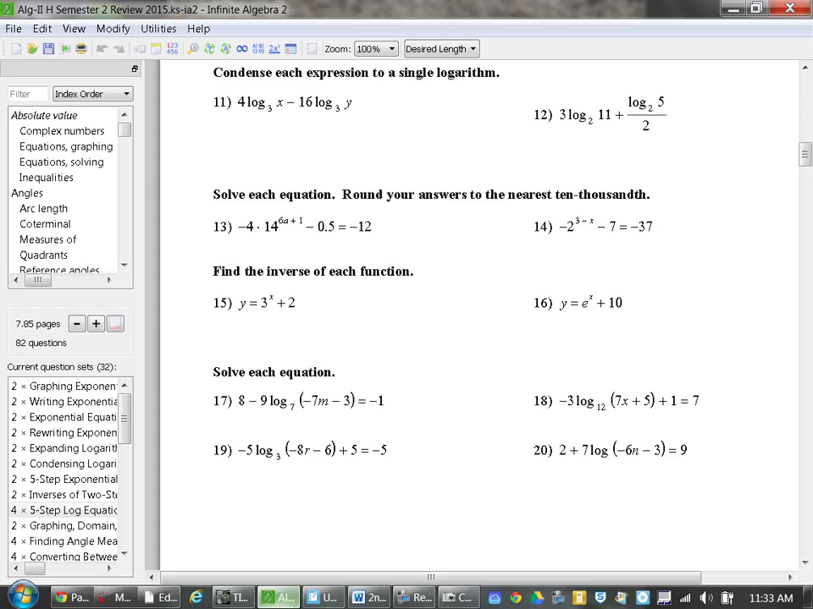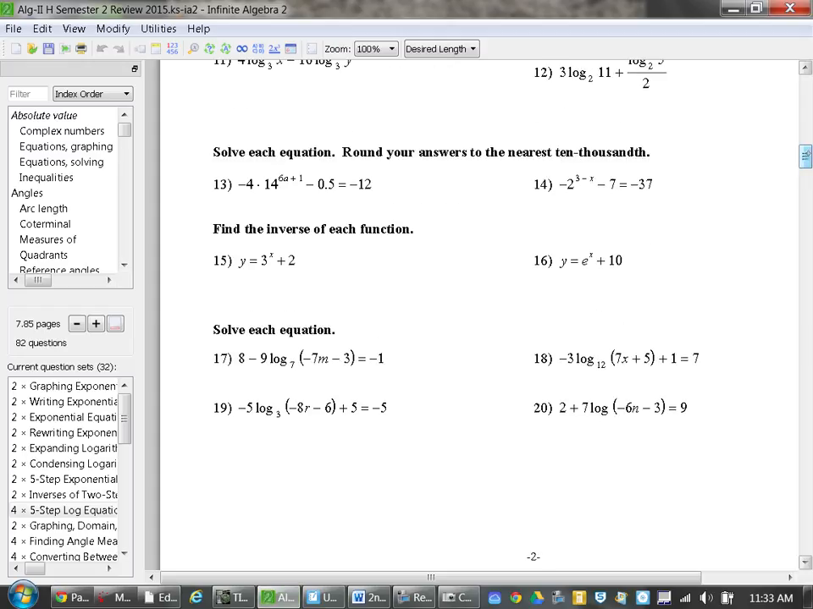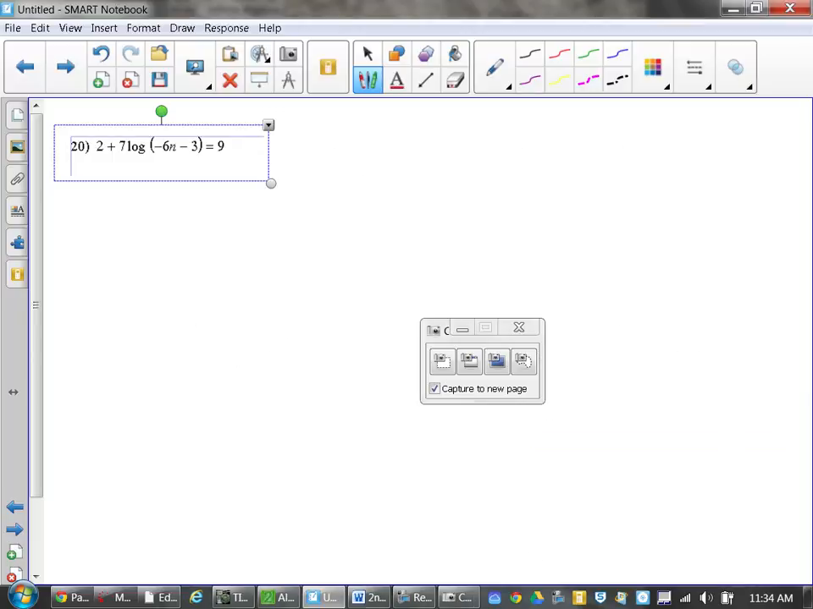Let's see what else we got on this. I wanted to look at when you do the solve equations on here, it's the same basic idea. You'll have to just work your way backwards off of the logarithm stuff, so it shouldn't be so bad. For example, let's do 20. Add 7, divide by -2, and then take your log base.